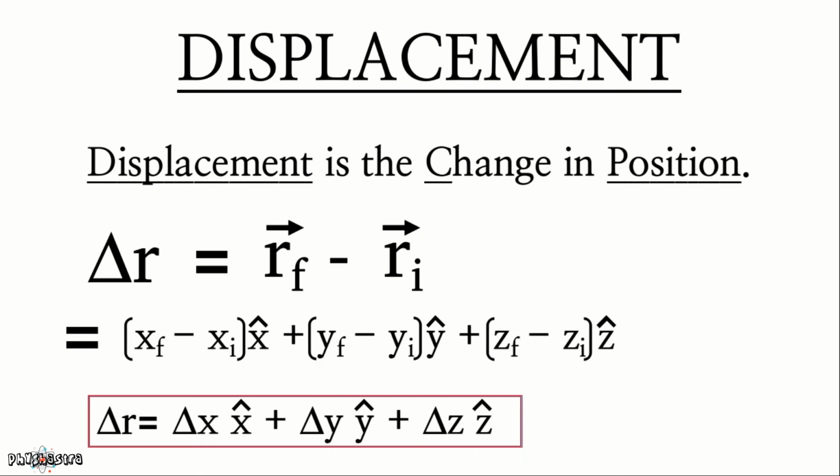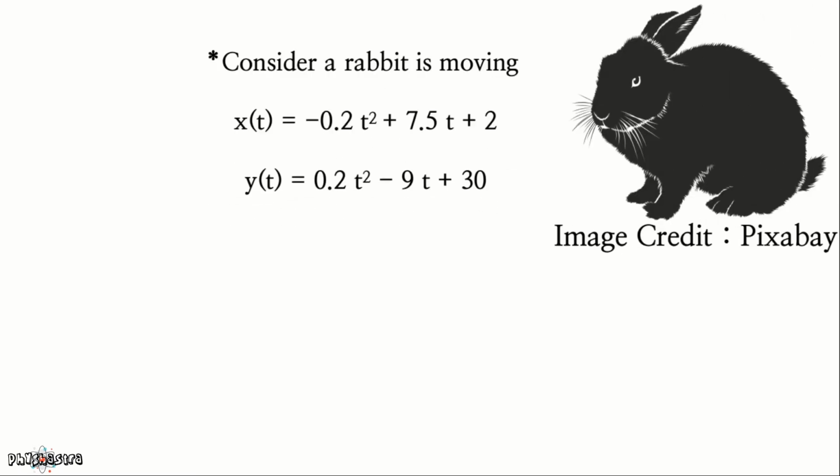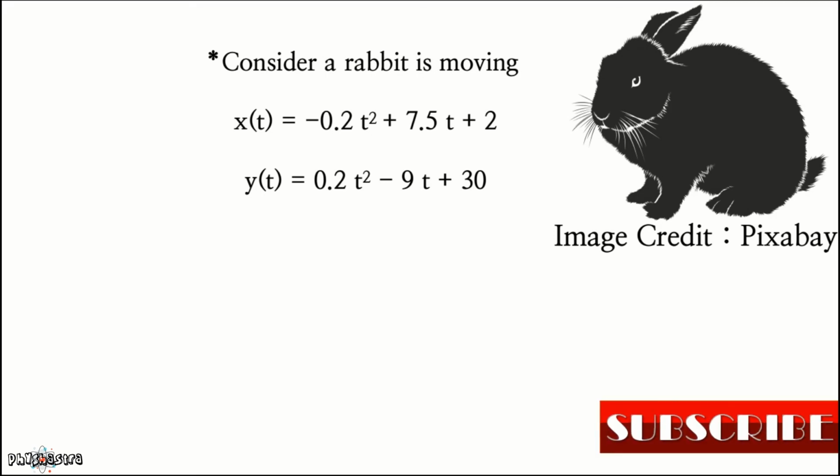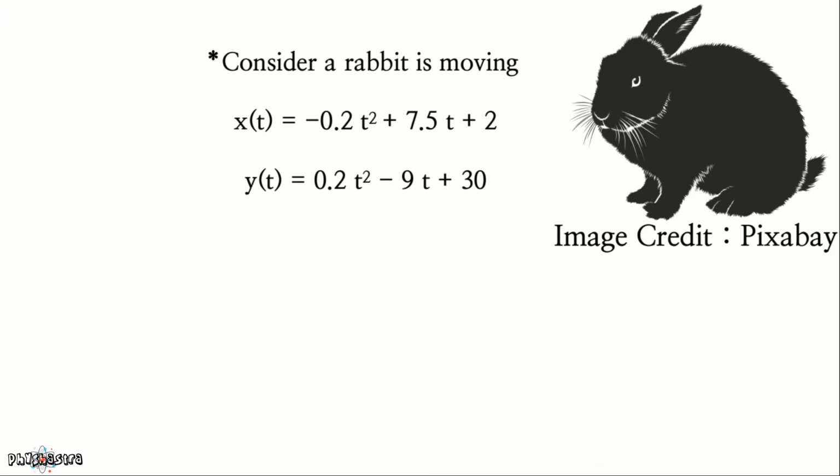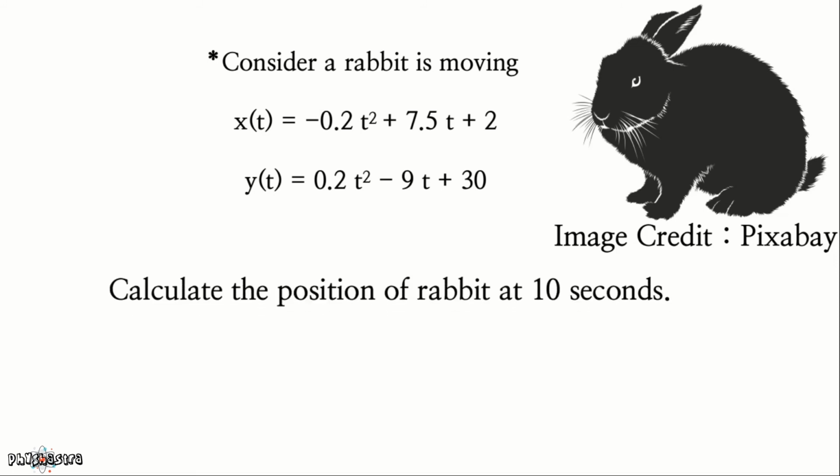Now let us understand by an example. Consider a rabbit is moving in x direction as a function of time t, x equals negative 0.2 t squared plus 7.5 t plus, and in y direction as a function of time t, y equals 0.2 t squared minus 9 t plus 30. Now let us find the rabbit's position at 10 seconds.